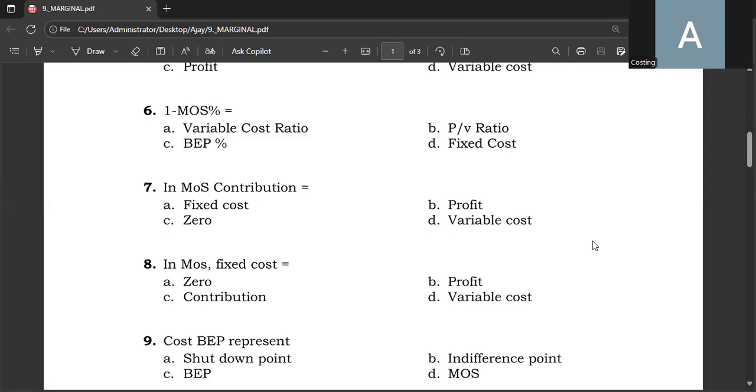Question 9. Cost BEP represent option A. Shutdown point. Option B. Indifference point. Option C. BEP. Option D. MOS.